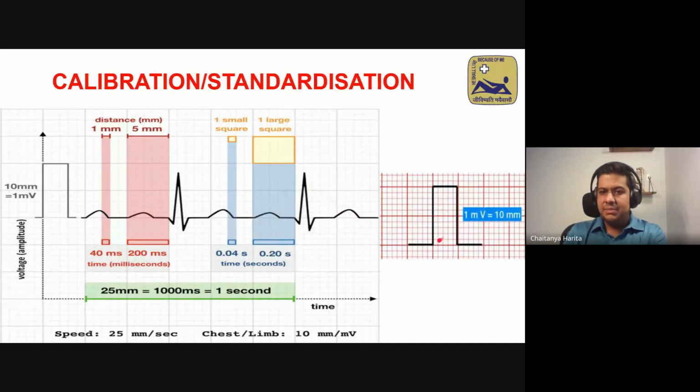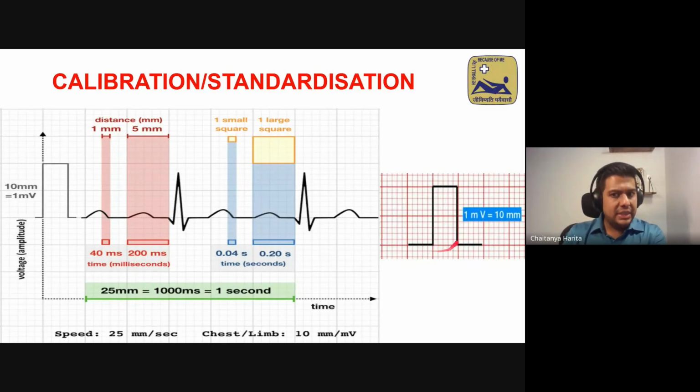Similarly, if you look at the height, which is a measure of the amplitude of the waves created on an ECG, every small square is 1 mm in height. 5 small squares becomes one large square, which is 5 mm. 2 large squares becomes 10 mm. So this box has to always be one large box in width and 2 large boxes in height. That is 0.2 seconds in width and 10 mm in height, which is equal to 1 millivolt of ECG amplitude. So this is a normally calibrated or standardized ECG.